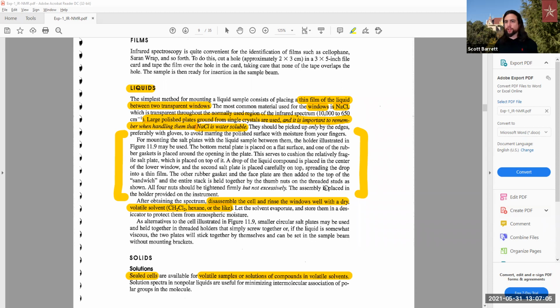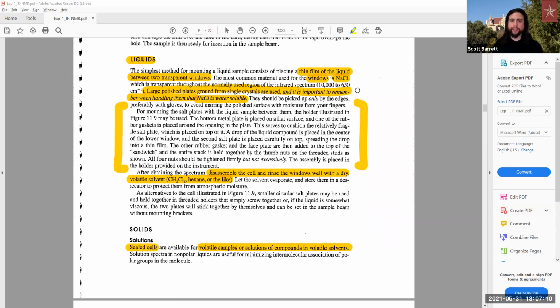Now, that's not very relevant in terms of what we'd be performing in the lab. That's why I've highlighted this section more. So you'll take a thin film of liquid, in the case that you have a liquid sample, an oil sample, or some sort of liquid compound. You would take a salt window, and you would want to place a thin film of the liquid in between the transparent windows onto a specific little salt disc.